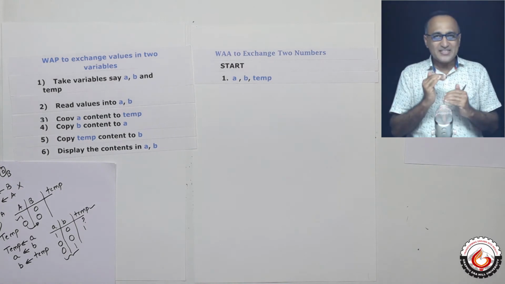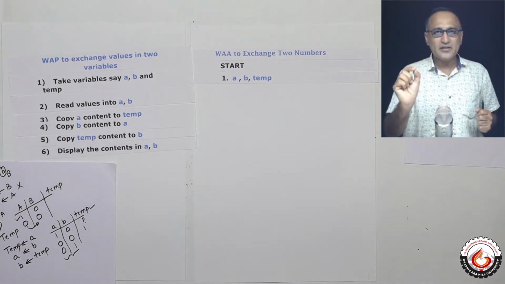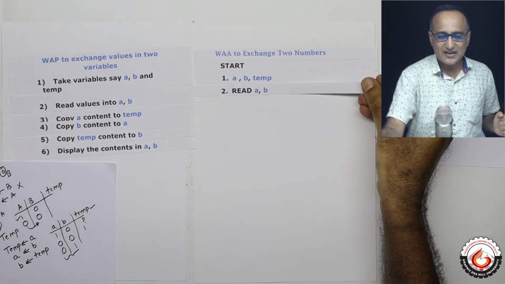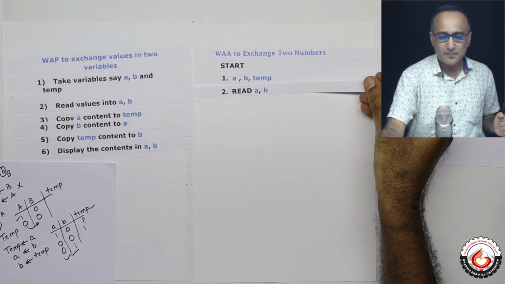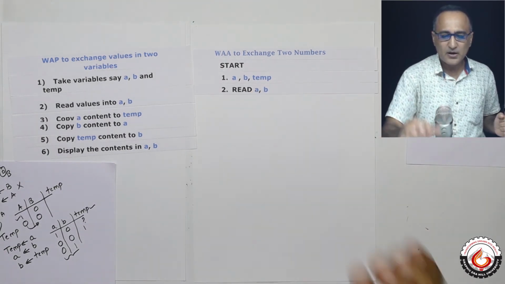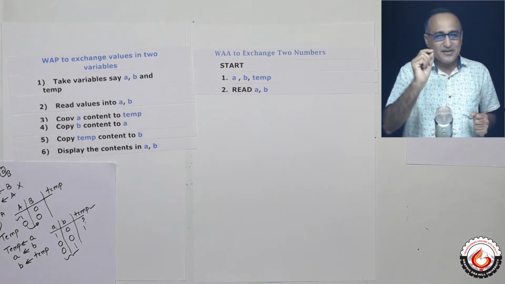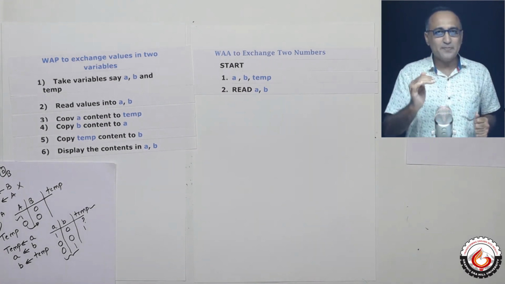Then in order to exchange the values, first I need to read the values into a comma b. So what I do is I say read a comma b. Then the next step is step number 3. It consists of three parts.